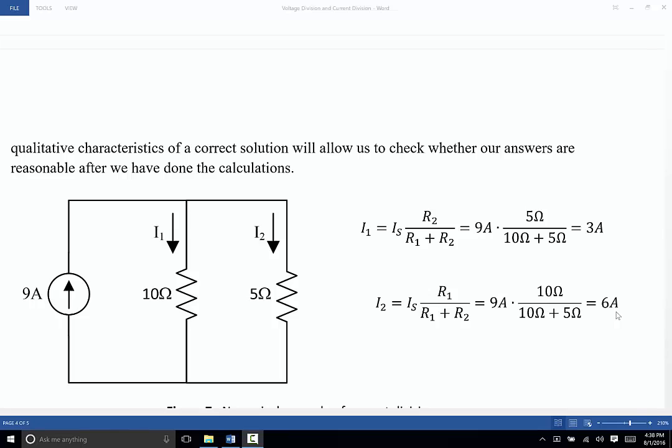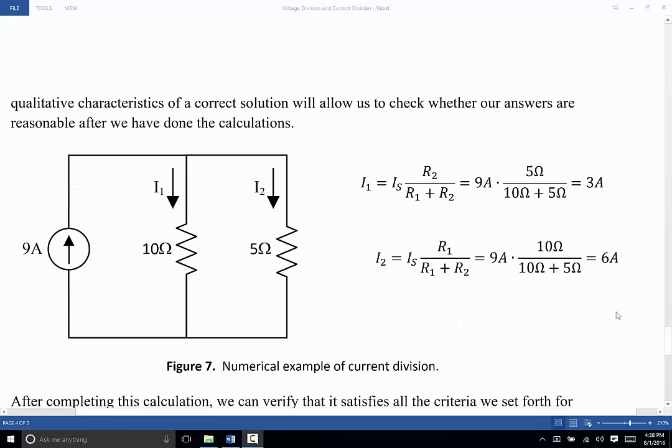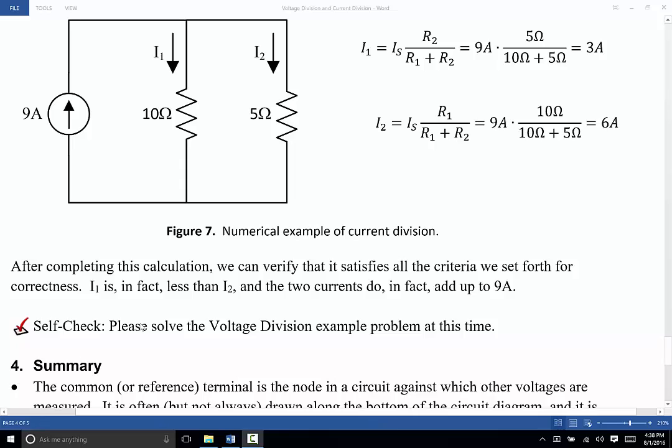So current division allows us to quickly and easily calculate what fraction of the total amount of current flows through each of two resistors that are in parallel. So now you have enough information to go back and solve the current division example problem, and then you'll be ready to come to class tomorrow.